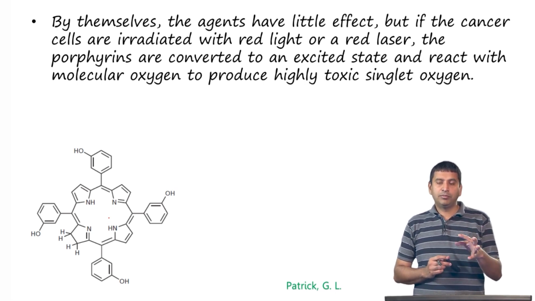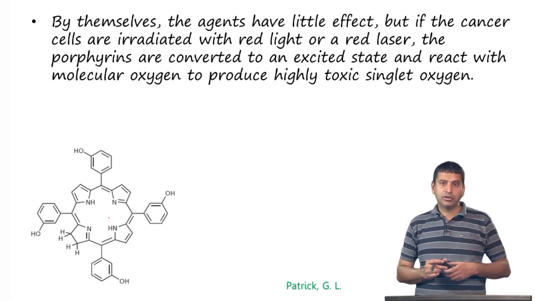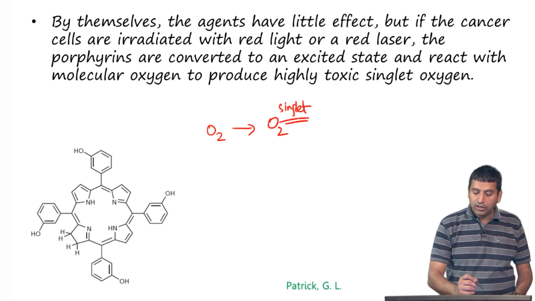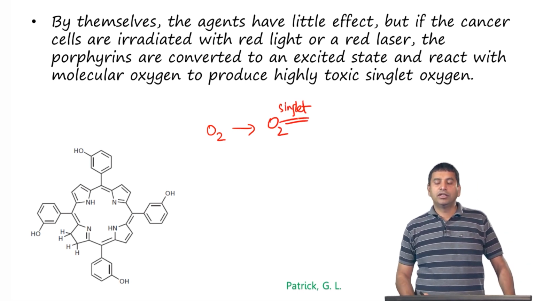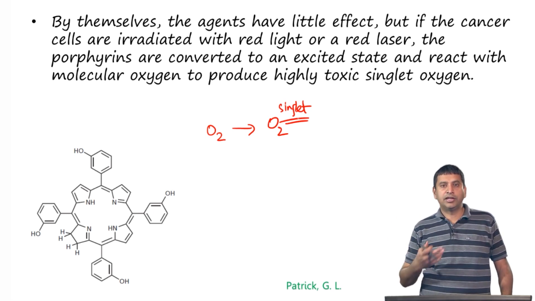And of course, these agents themselves have very little effect, but if they are irradiated with red light or a red laser, then the porphyrins are converted to an excited state, and this excited state reacts with molecular oxygen to produce highly toxic singlet oxygen. So, once you have the singlet oxygen, it is considered among the most reactive species, and it is going to indiscriminately generate radicals which is going to kill the cell.